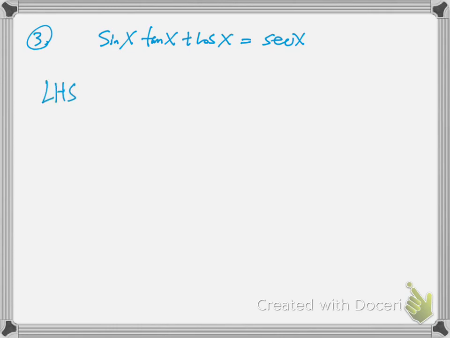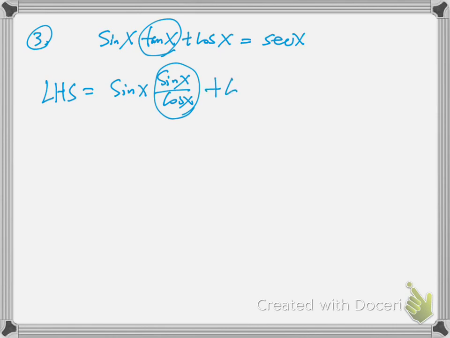Okay, so now let's look at number 3. We want to show sine x times tangent x plus cosine x is secant x. For the left hand side, again change to sine cosine. So tangent is sine x over cosine x. Plus cosine x. So we got sine x squared over cosine x plus cosine x.